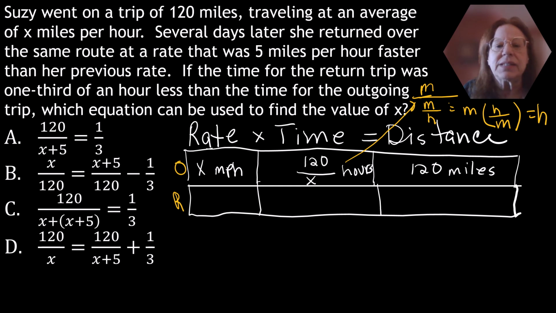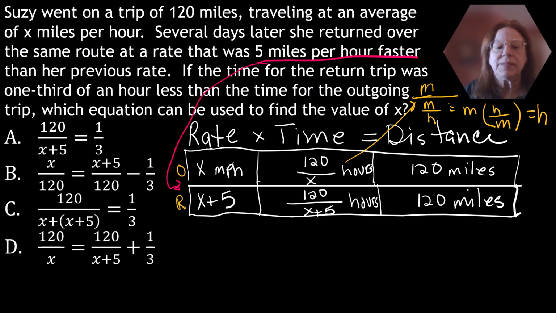The first rate is X miles per hour, takes 120 divided by X hours, which is 120 miles. We're going 120 miles. And I put in yellow at the top right under my picture here. M miles divided by miles per hour is equal to M times the reciprocal of the denominator, which is hours over miles. So that is equal to hours. So the units check out. I always like to check the units.